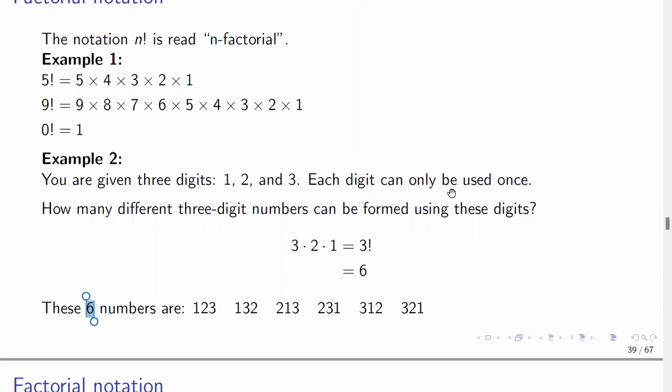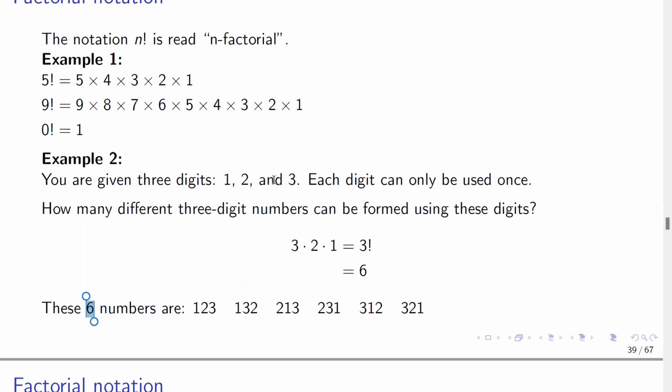Each digit can only be used once. Take note, these are distinct elements. If they can be used once, it means that you cannot replace them. How many different 3-digit numbers can be formed using these digits? How many 3 different digit numbers?